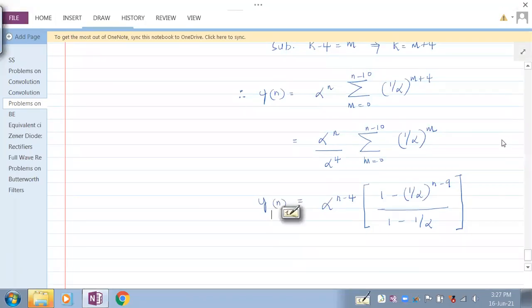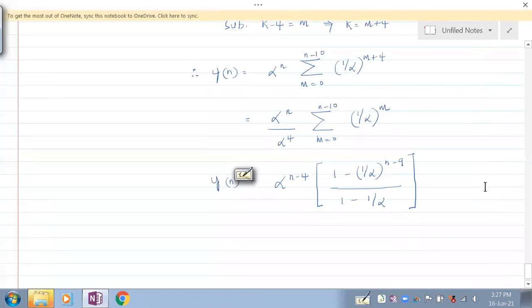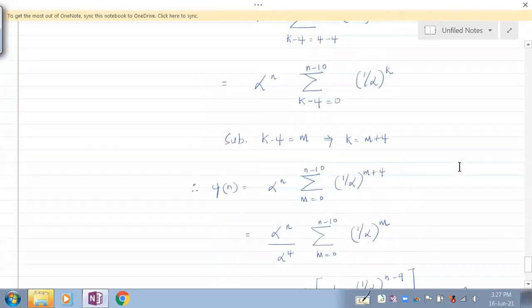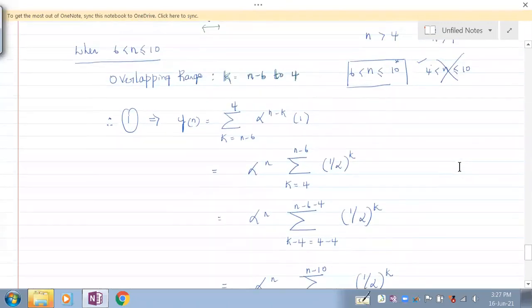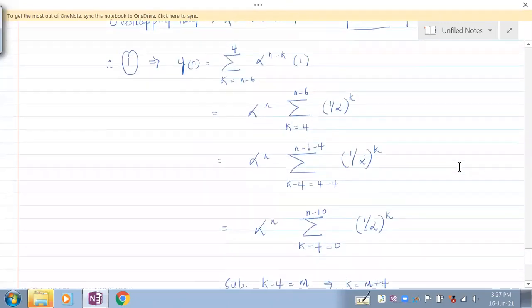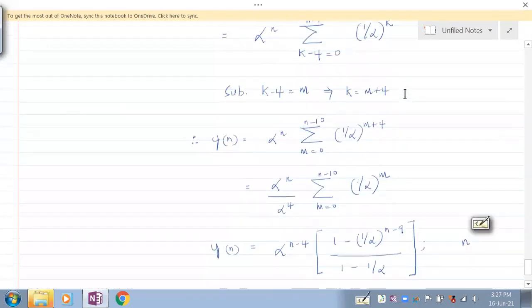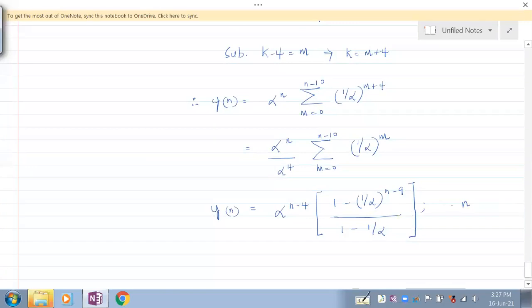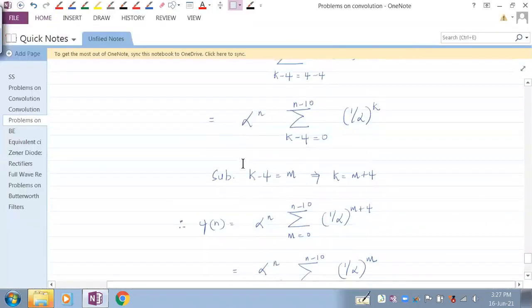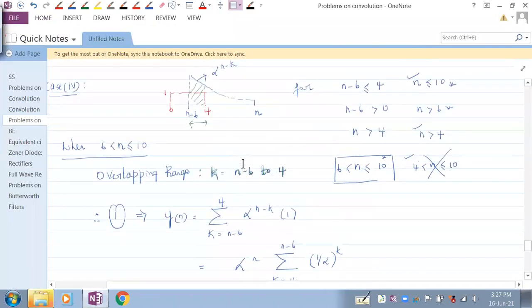This is what is your y of n, for n. What is the last range that we consider? It is from 6 to 10 or 7 to 10. 5 to 6 is already taken, so it goes from 7 to 10. So that is greater than 6, less than or equal to 10. So this is case number 4.